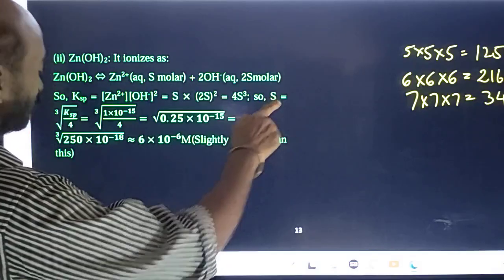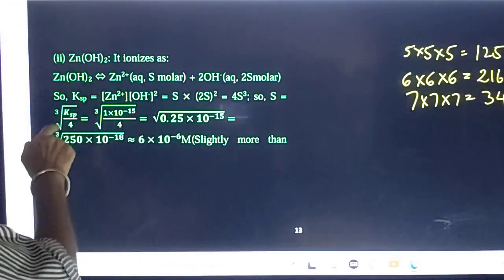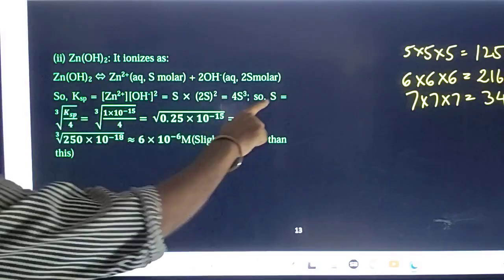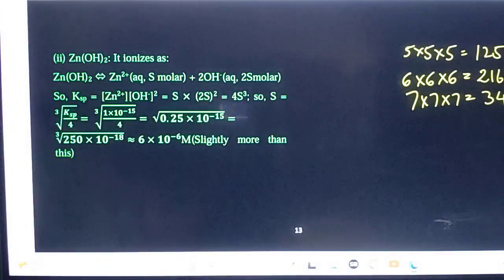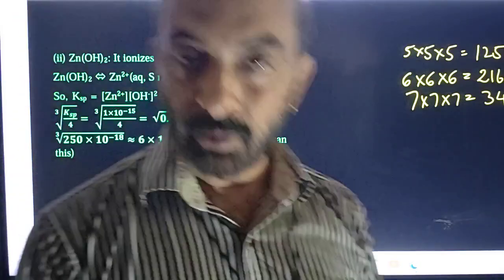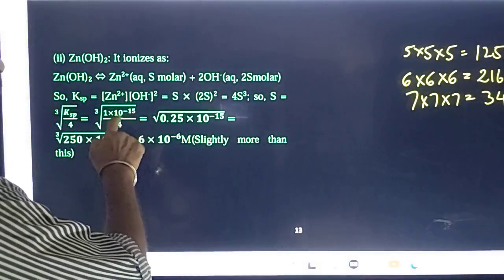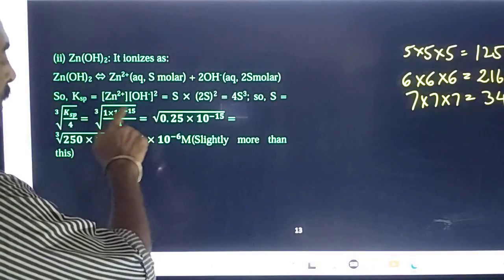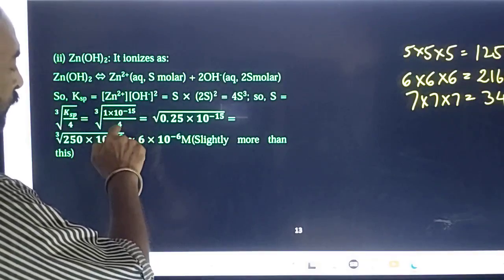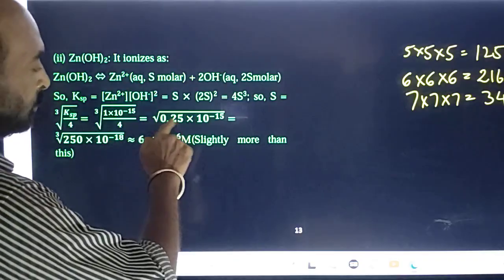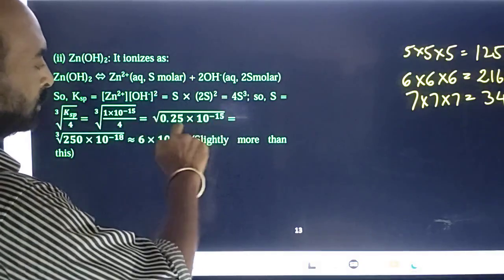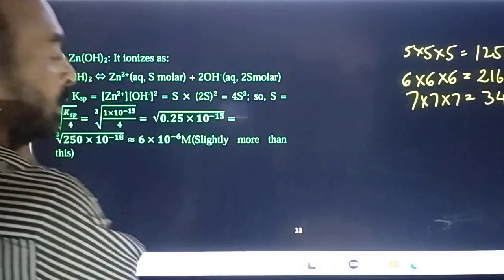So solubility S will be the cube root of KSP by 4. From this equation we get the solubility S equal to the cube root of KSP by 4. In the question they have provided the solubility product of Zn(OH)2 as 1 × 10^-15. So first we write the cube root of 1 × 10^-15 by 4. But 1 by 4 is 0.25. So now we have 0.25 × 10^-15 under the root.